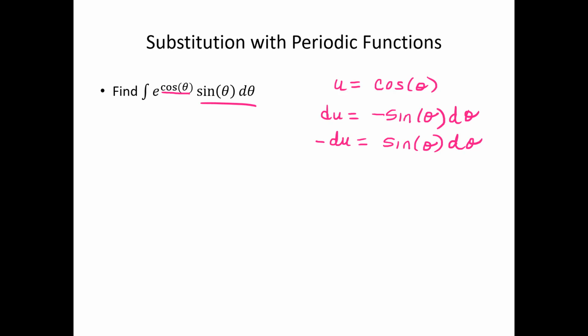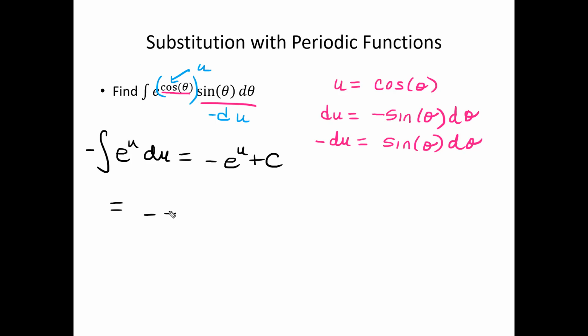I mean, that's basically what I'm doing to move the negative to the other side. And now from here, I can see, okay, all of that up there becomes u, and this piece right here becomes negative du. So rewriting this, I would put the negative out front, e to the u du. What's the antiderivative of e to the u? e to the u. And then finally plug in my u, which was cosine of theta, and then plus c.